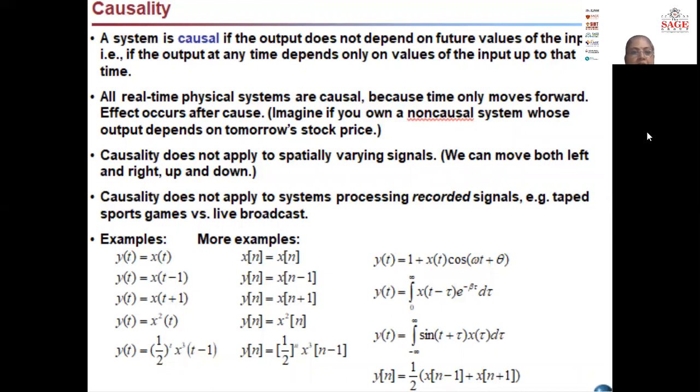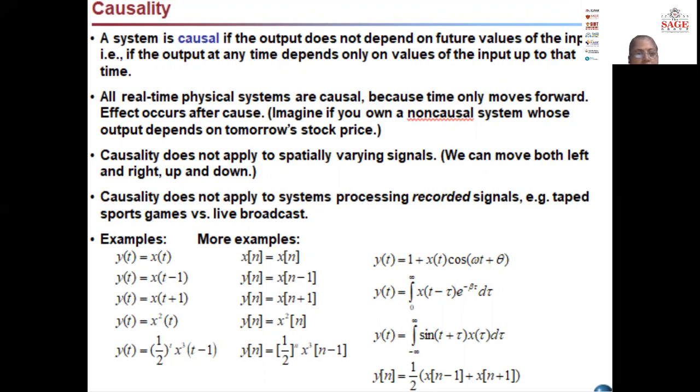Effect occurs after cause. Now, causality does not apply to spatially varying signals. We cannot move both left and right, up and down. We can move only at a time either left and right or up and down. It does not apply to the system processing recorded signals, for example, taped sports games versus live broadcast. So we cannot apply causality to systems which use recorded signals.